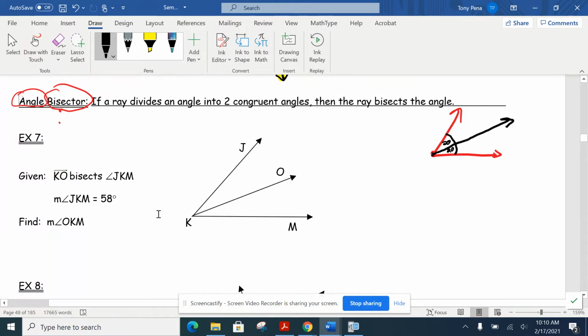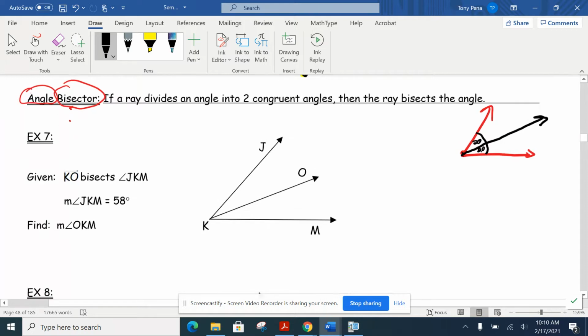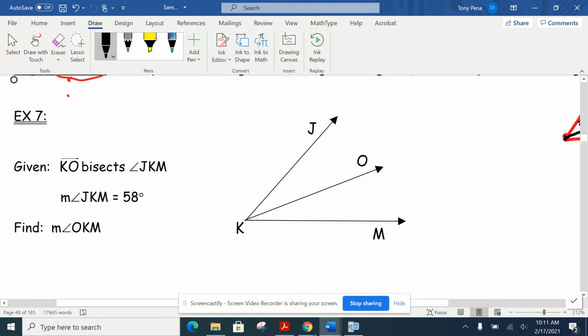So example number 7, and know what these definitions or these notations mean. Notice how there is no arrow here, but there is an arrow here. So this is what we call a ray. So the ray drawn from K to O, look at from K to O, this is this ray. It bisects the angle drawn from J to K to M. So it's going to cut that big yellow angle right in half. Then I tell you that JKM is 58. So JKM, this big angle, is 58 degrees.